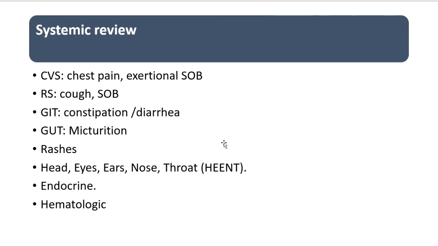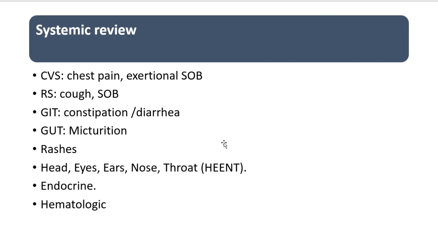Then the GIT, constipation and diarrhea, very important. Then the genitourinary system. You have to ask about micturition and lower urinary tract symptoms, like do you have any trouble urinating? Any rashes in your body? Do you have any ENT problems? Do you have any headaches? Any eye problems? Any ear problems, nose, throat? Those things you have to ask.